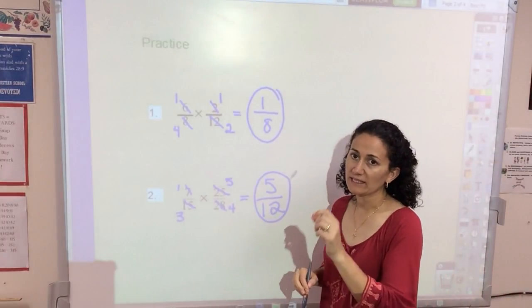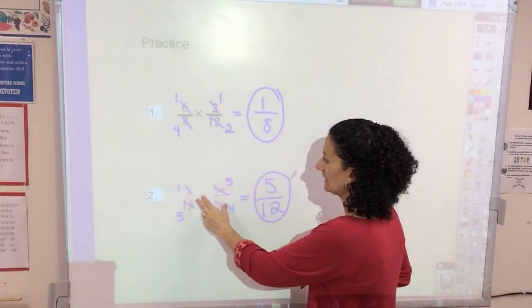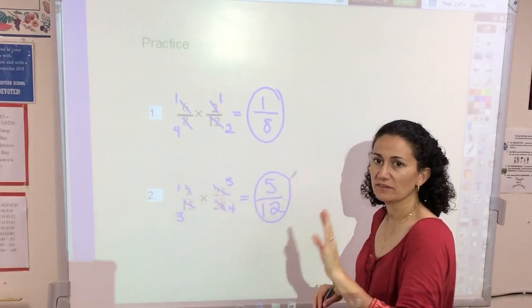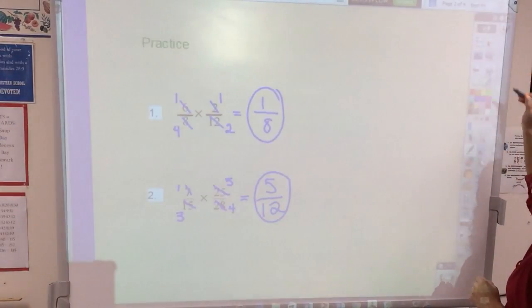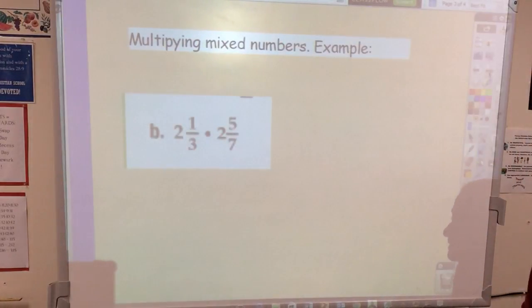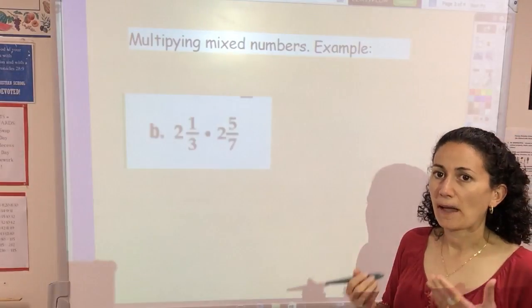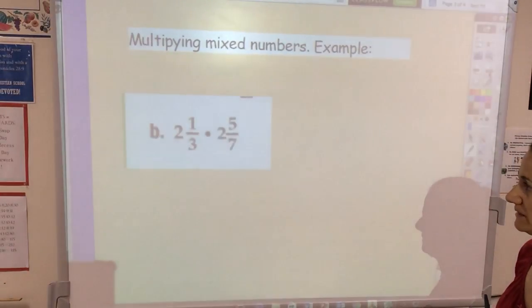I would always go back and check my signs, see if I had any negatives. And these were all positive factors, so I didn't have any negatives to worry about. So what happens when you have a mixed number multiplied by another mixed number?